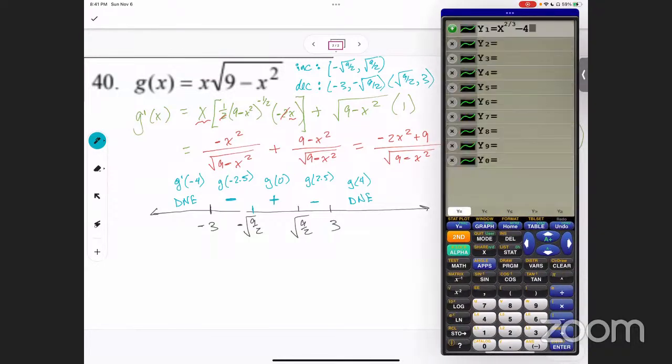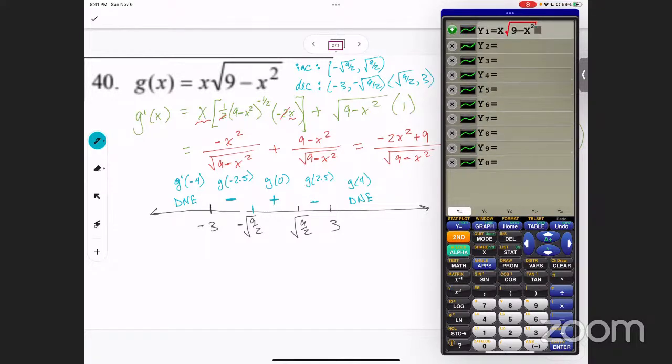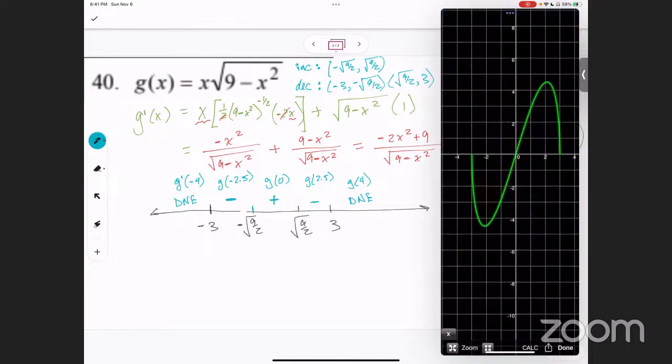Okay, let's check this out just so that we can visualize it, okay? If I type into my equation x times the square root of 9 minus x squared, and I graph it, I look at the graph, look what happens.